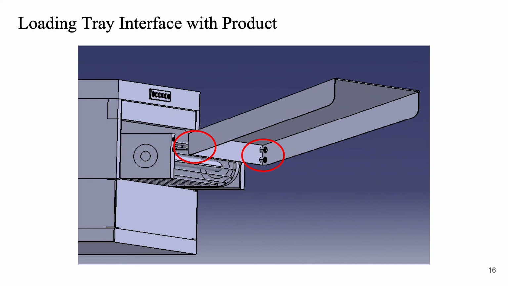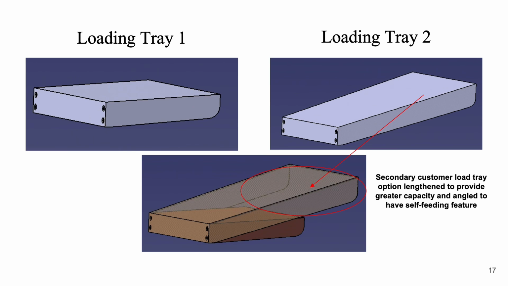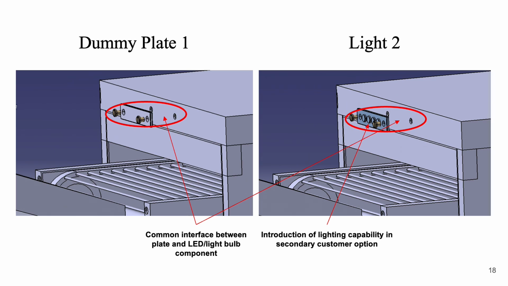This is the loading tray, which has the same interface with the main body as in the case of an unloading tray. Here again you can see the dimensional differences between two loading trays. The loading tray 2 has been designed with bigger dimensions and a steep angle in order to increase its capacity and self-fitting feature. Here in the second image you can see for the secondary customers we have provided two LED lights, one on each side of a loading tray and unloading tray.